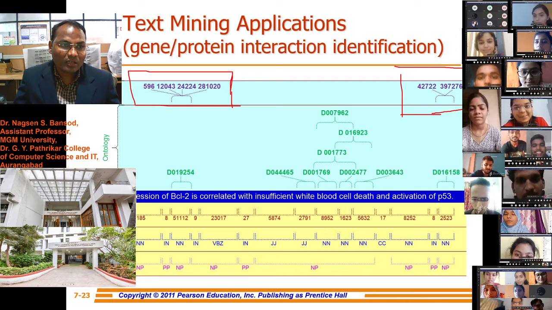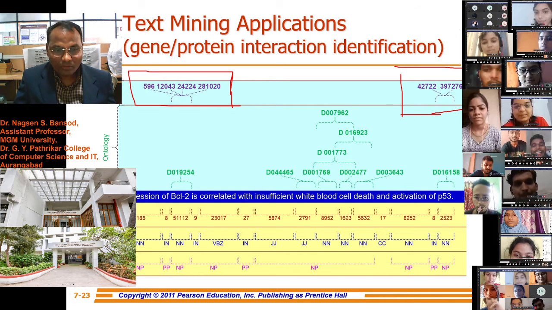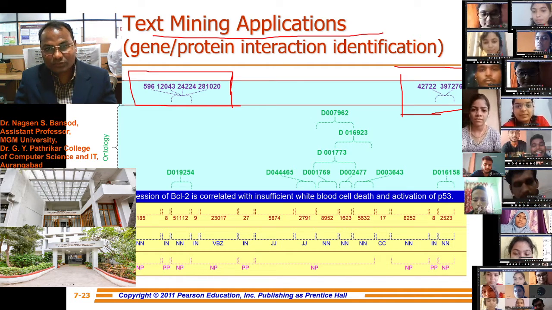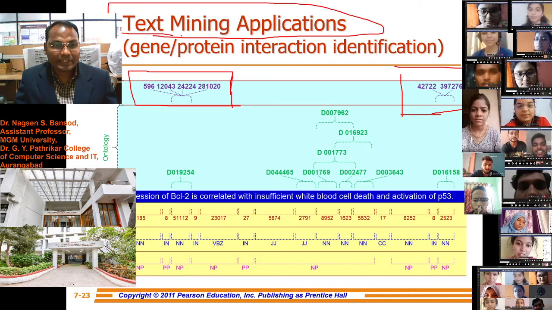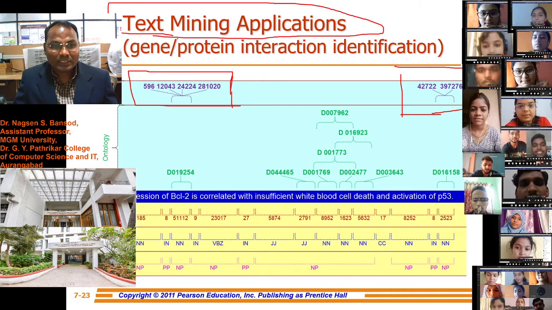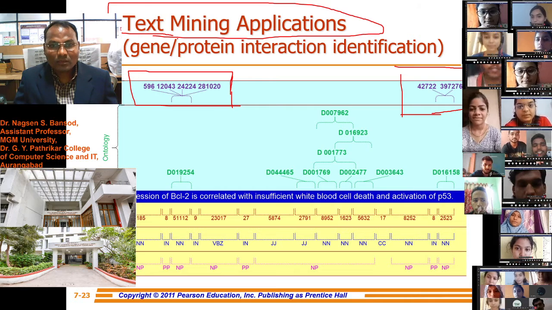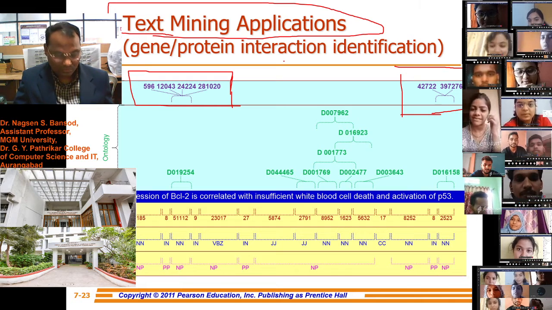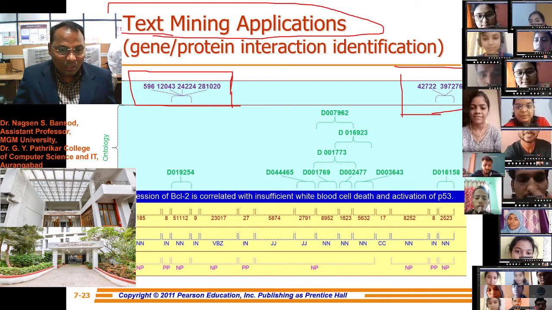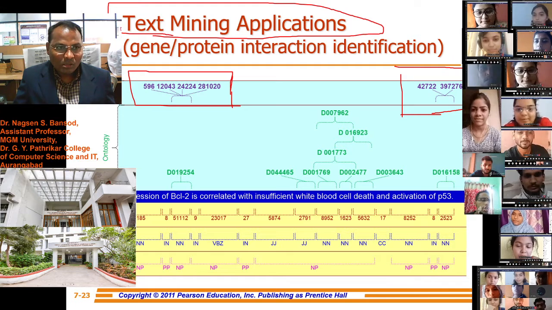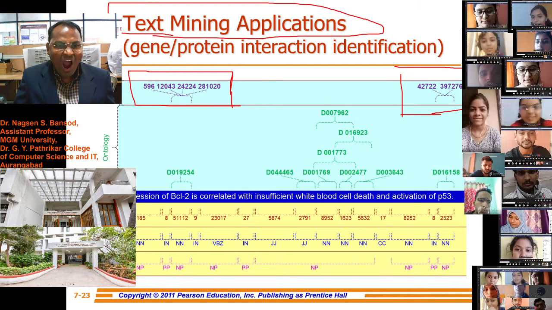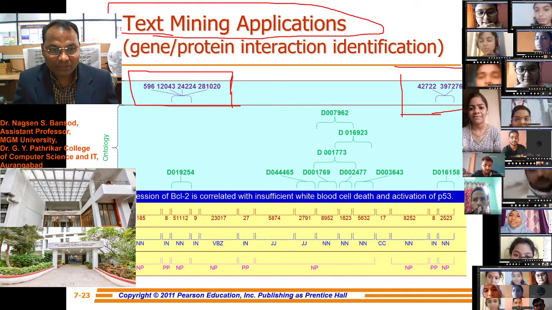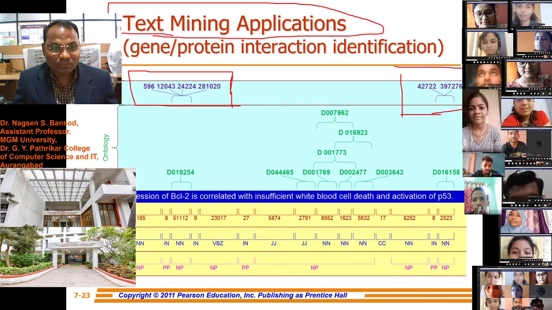Text mining application is used in mental disorder identification as well as genetic changes identification in mental conditions, as well as to identify the protein. Protein-protein interaction prediction using text mining method. There are many applications of the text mining method.